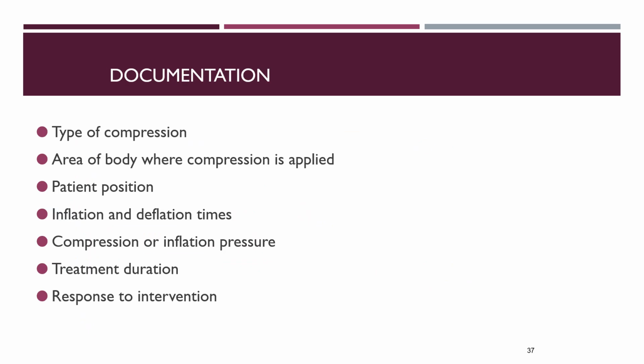As far as documentation goes, we'll spend a little bit more time on this, but we want to put in our documentation the type of compression. We looked at those different compressive bandages, right? Ones with high working pressure or low resting pressure, some things like that. We want to make sure to put that type of bandage in our documentation. Obviously, the area of the body that we're applying this compression to. Patient position might have an effect as well.